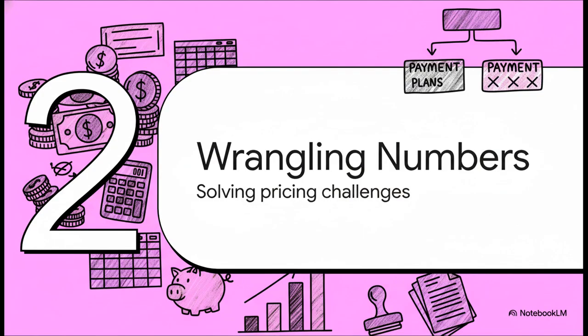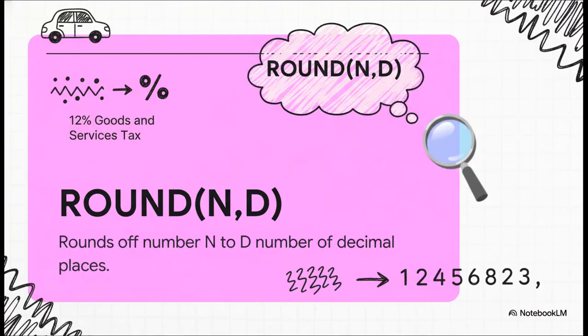All right, we've met the players, we know our data. Now it's time to put it to work and solve some real business problems. First up, we're going to tackle challenges that involve wrangling numbers, things like pricing, taxes, and payment plans. So, here's our first challenge. The manager wants to calculate a 12% tax, or GST, on every car. Simple multiplication, right? Well, yeah, but it gives you these crazy, messy numbers with a ton of decimal places. Nobody wants to see that on an invoice.